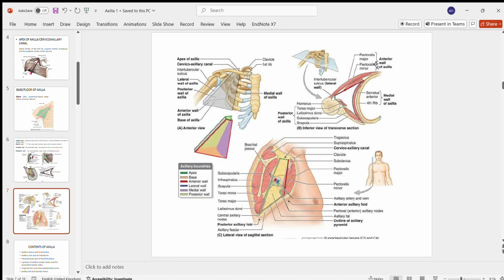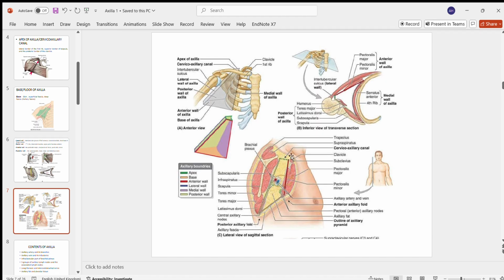In this picture, this is a cross section again. This is the humerus, this is the intertubercular groove. These are forming the lateral wall. This is the anterior wall having the pectoralis major, pectoralis minor, and the clavipectoral fascia in between. This is the medial wall having the first four ribs, serratus anterior, and intercostal muscles. This one is the posterior wall having subscapularis, the teres major muscle, and the latissimus dorsi muscle.